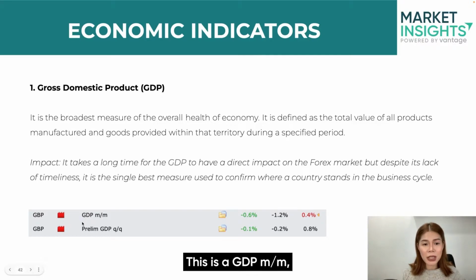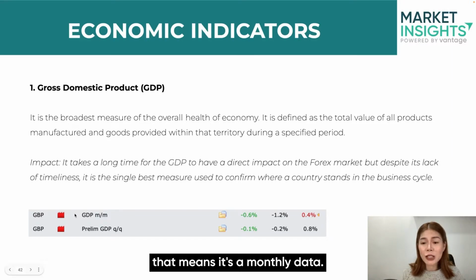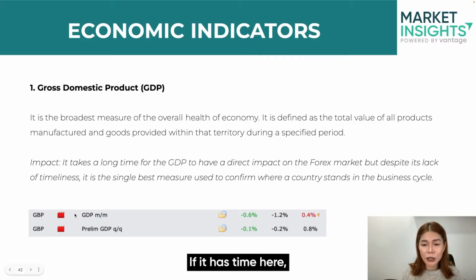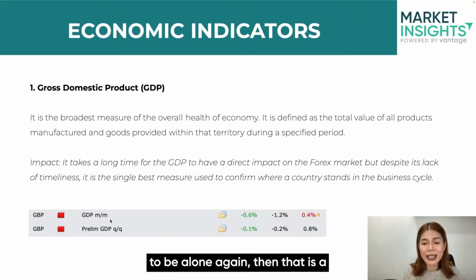This is GDP, so GDP on a monthly basis. There's another GDP over here, which is GDP QQ or quarterly. As a general note, if it just says GDP, that means it's a monthly data. If it has a time frame here, then just focus on whatever time frame is stated here. But if it's just GDP alone, again, that is a monthly data.